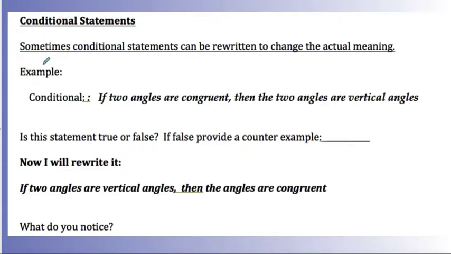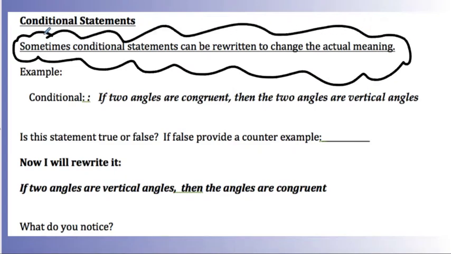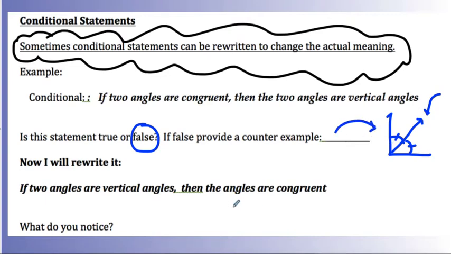All right, so sometimes conditional statements can actually be rewritten to change their actual meanings. So here's an example. If two angles are congruent, then the two angles are vertical angles. Is this statement true or false? If it's false, provide a counterexample. Well, I believe this is a false statement because I could actually draw angles like this and mark them congruent to each other. That's like if they're being bisected by an angle bisector, right? Those are not vertical angles, but they are congruent angles. So I'm going to say it's false, and that picture is my counterexample.